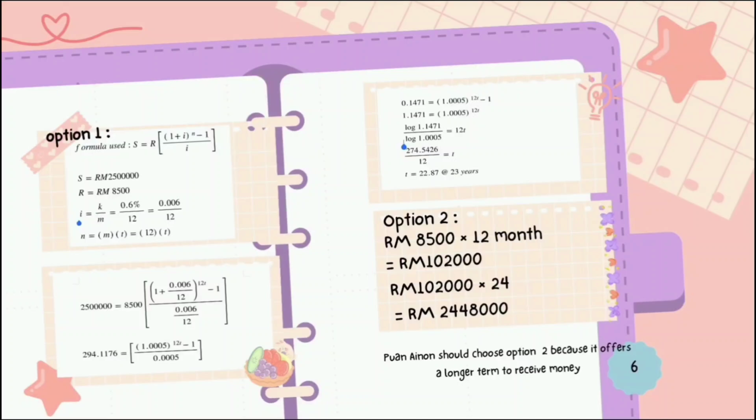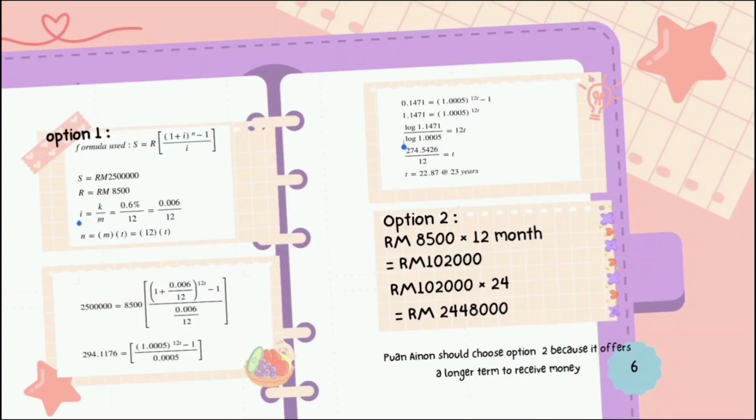Then it leaves 294.1176 equals open bracket 1.0005 powered by 12T close bracket minus 1 divided by 0.0005. Then 0.1471 equals 1.0005 powered by 12T minus 1. 1.1471 equals open bracket 1.0005 close bracket powered by 12T. Log 1.1471 divided by log 1.0005 equals 12T. Then it leaves 274.5426 divided by 12 equals T. The final answer for T is 22.87, or 23 years.